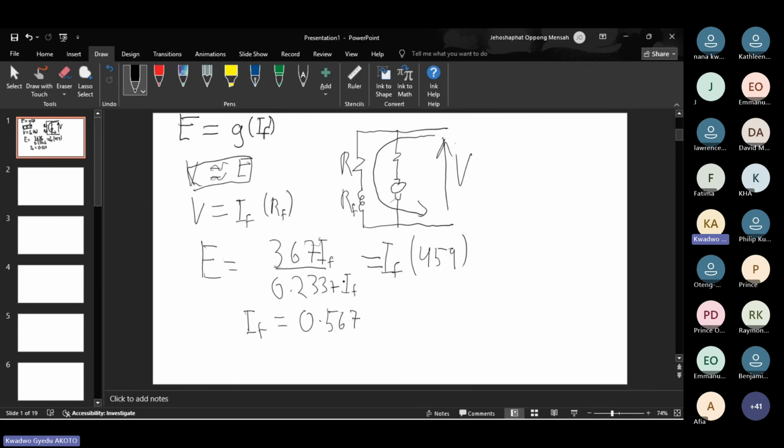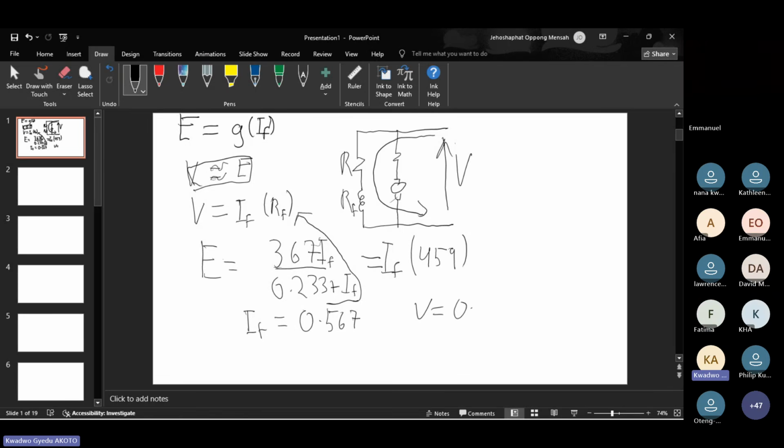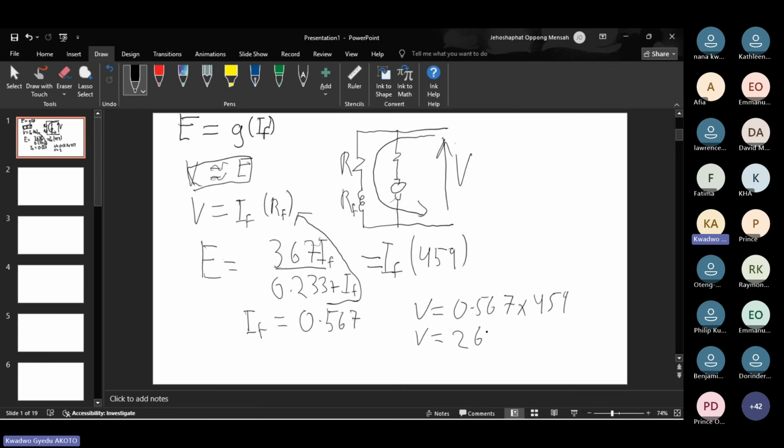So we can substitute our IF back into our equation for no load voltage, right? So then, knowing our IF, we know that V is equal to 0.567 times 459, right? So our terminal voltage V on no load is quite simply just 260 volts, okay?